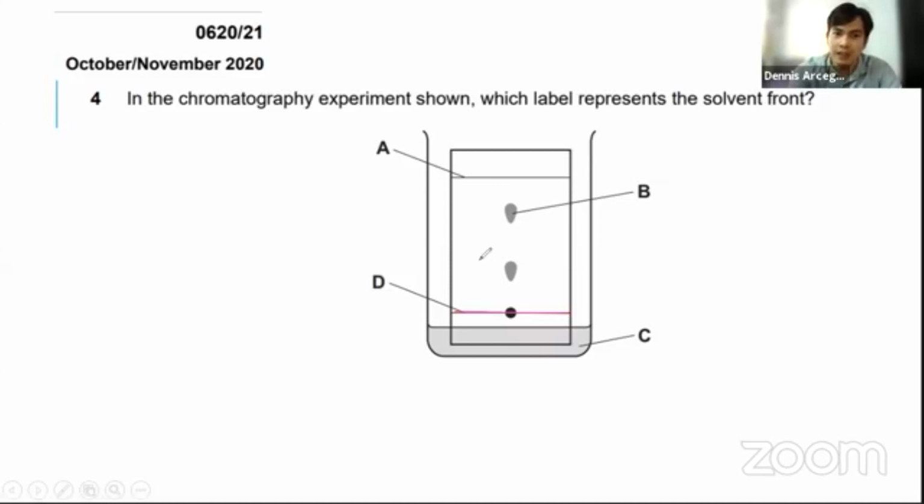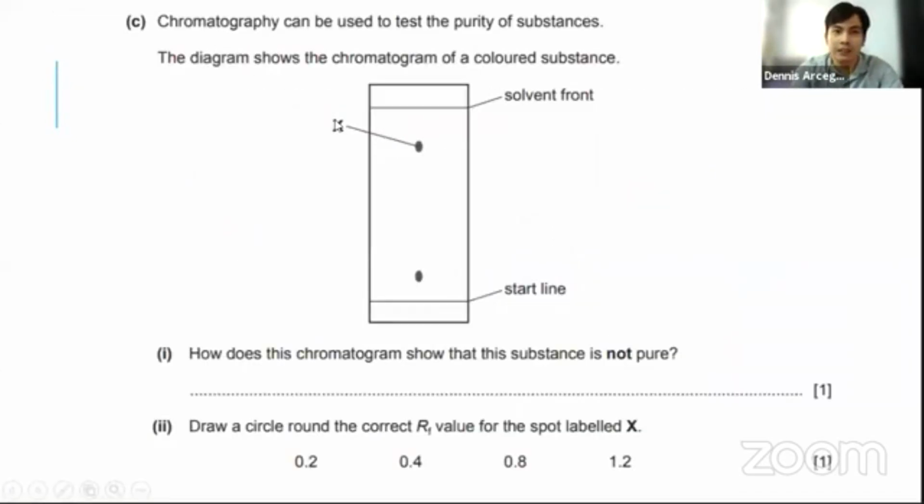Okay. Then these are the spots that you can see for the chromatography experiment. Now, which one shows the solvent front? So the solvent front here is the letter A. It means that is the part wherein the solvent can travel. Okay, so that is letter A, until that part the solvent reach. Okay, then another one is this one.